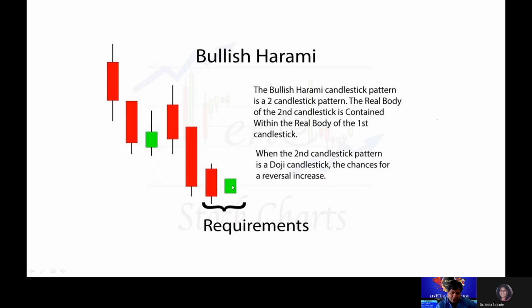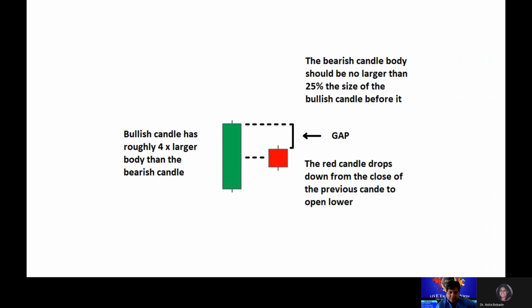And from here it's a confirmatory candle as well, and from here it can just rise up, so it's called a bullish Harami pattern.